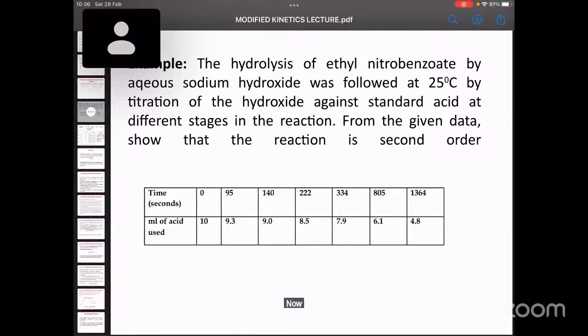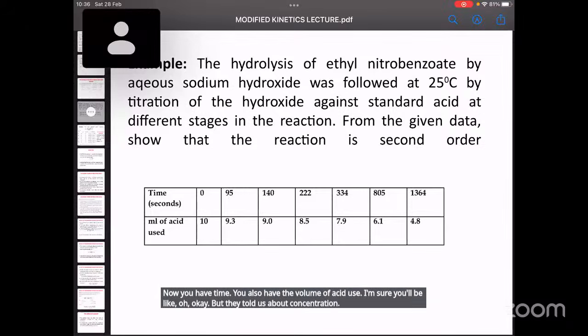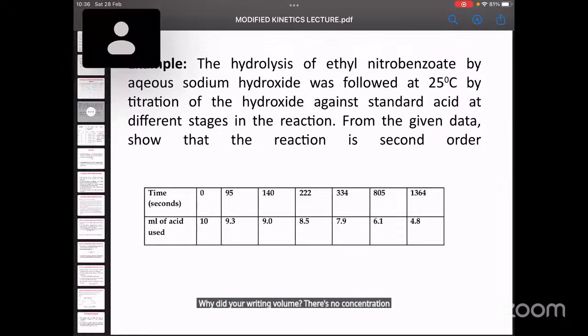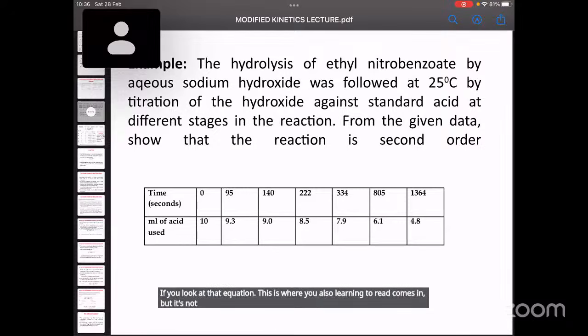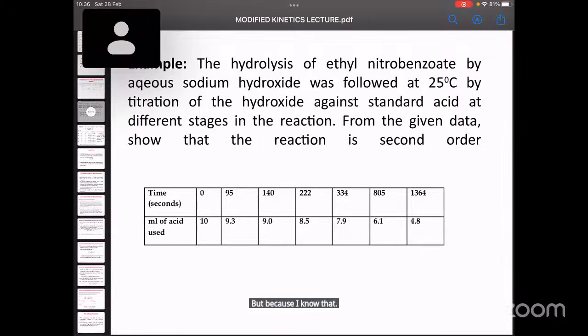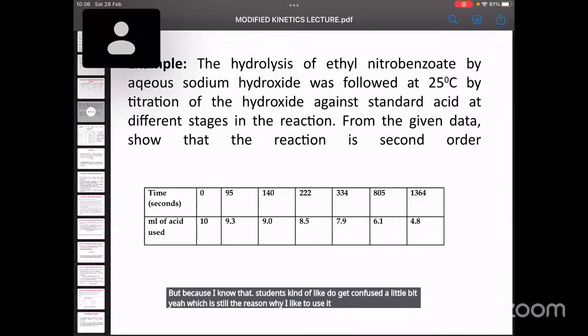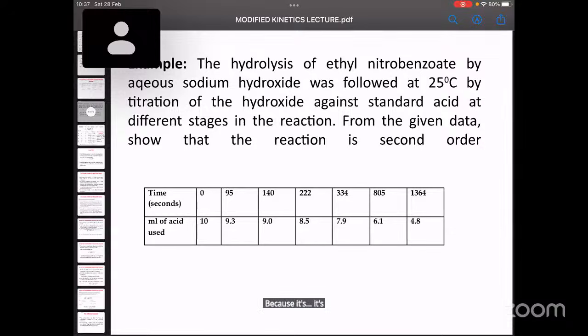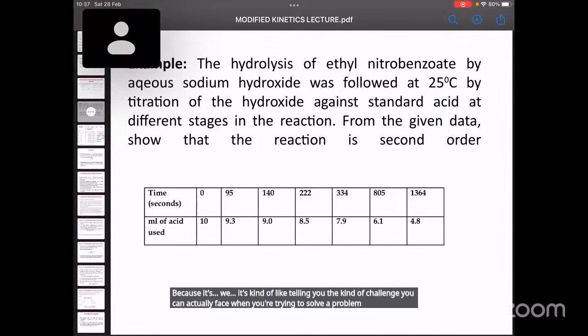Now you have time, you also have the volume of acid used. I'm sure you will be like, oh, but they told us about concentration. Why are they writing volume here? There's no concentration here. Now, if you look at that equation, this is where learning to read comes in. We'll still explain, but I know that students do get confused a little bit here, which is the reason why I like to use it as an example, because it tells you the kind of challenge you can face when you're trying to solve a problem in real time.